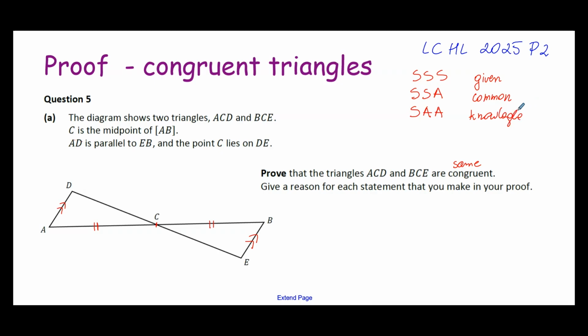So in this case, we are saying given. Is there any side or any angle that is given to us in the question? And yes, there is. AC and CB are the same. So AC is the same as CB, and that is given to us in the question. So therefore, we have proven one side.